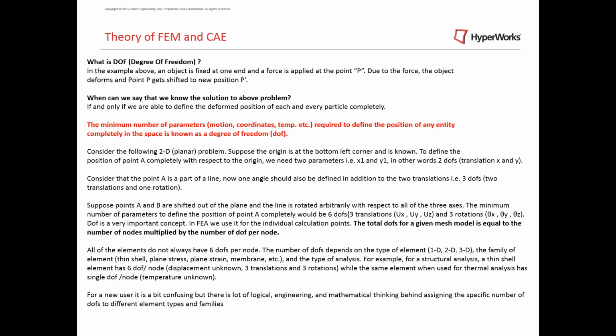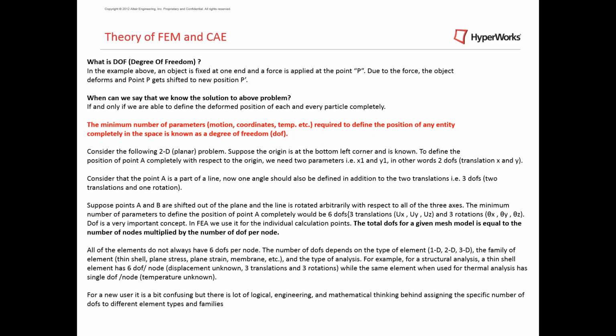Suppose point A and B are shifted out of plane and the line is rotated arbitrarily with respect to all three axes. The minimum parameters to define the position of point A completely would be 6: 3 translation and 3 rotation. DOF is a very important concept. In FEA we use it for individual calculation points.